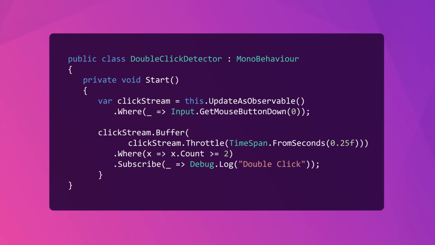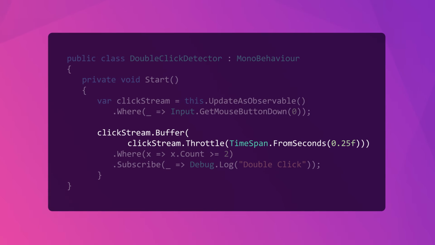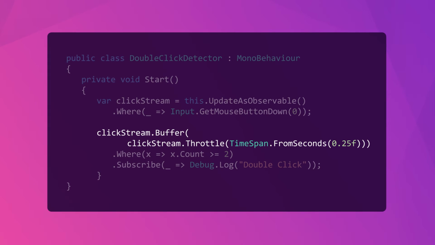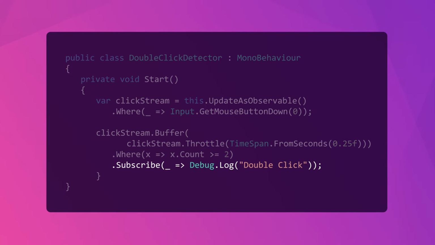This code makes a declaration. It says, give me a stream of update events, but only the ones where the mouse is clicked. Then it says, collect groups of all the updates that occur within the same 250 millisecond period, and give me just the ones that contain more than 2 elements. It then takes the resulting data stream and subscribes to it.